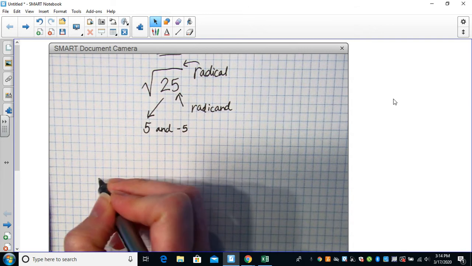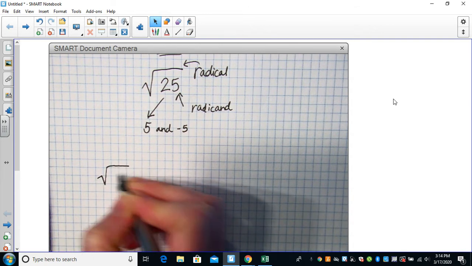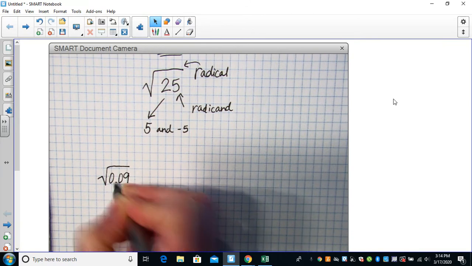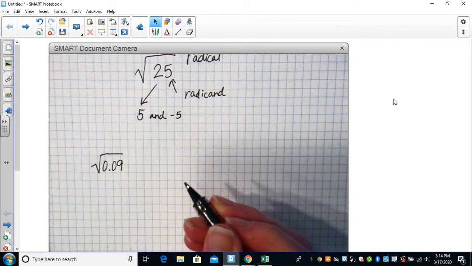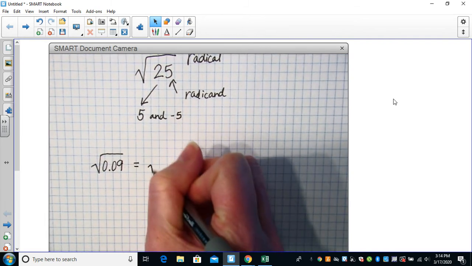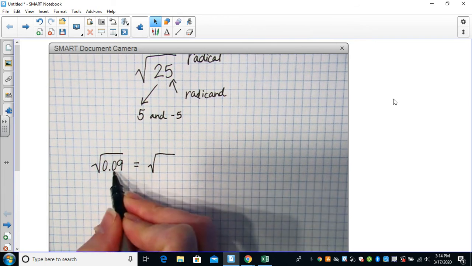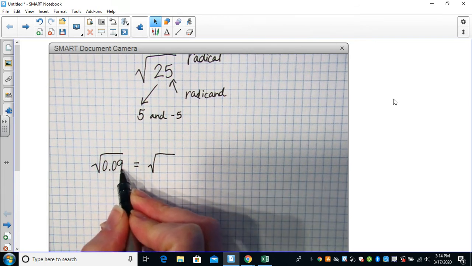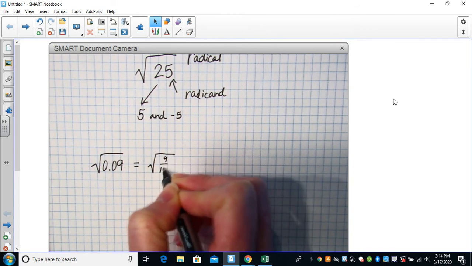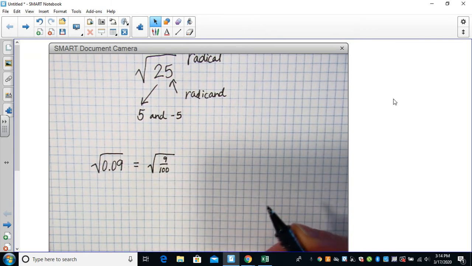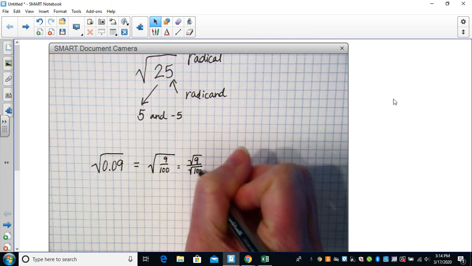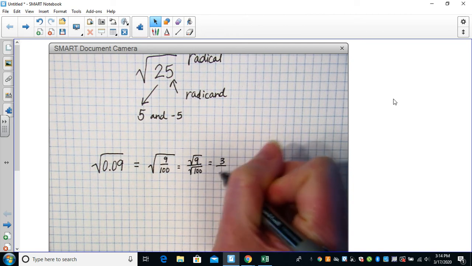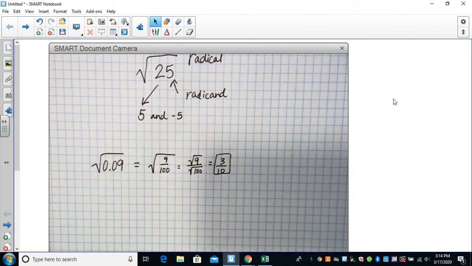Now, if it gets a little more complicated, here's an example of a slightly more complicated one. We see decimals or fractions, and that concerns us. Just remember that you can rewrite this as a fraction. Always rewrite them as fractions. This is read as tenths, hundredths. So this would be 9 hundredths. Now, the good thing about that is both of those are perfect squares. So you would just take the square root of 9 on top and the square root of 100 on the bottom. So the answer to this question would be 3 tenths, or 0.3.